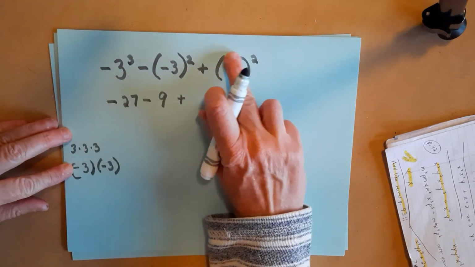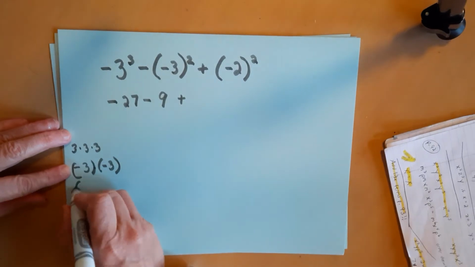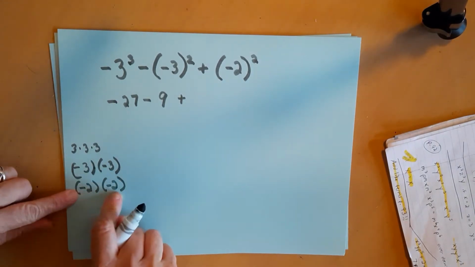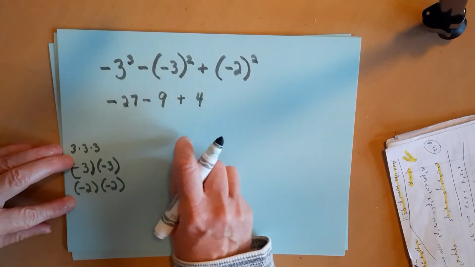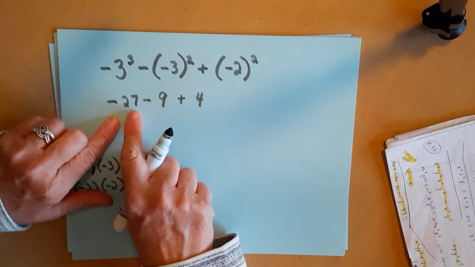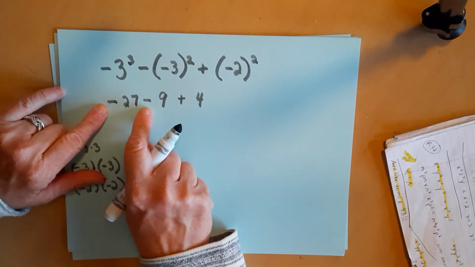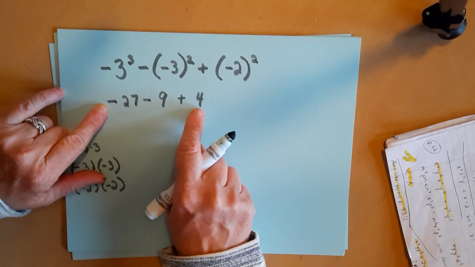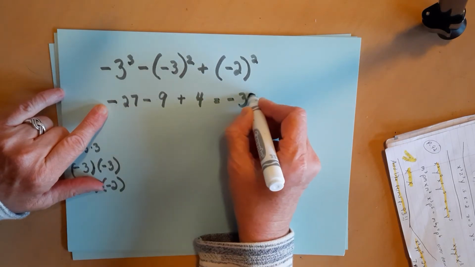Now we have this, which is negative 2, multiplied by itself twice. So we have a negative 2 times a negative 2. A negative times a negative is a positive, so that equals positive 4. So now we have minus 27 minus 9 plus 4. Minus 27, take away 9 more, is negative 36. And then you add 4 to negative 36, you end up with negative 32.